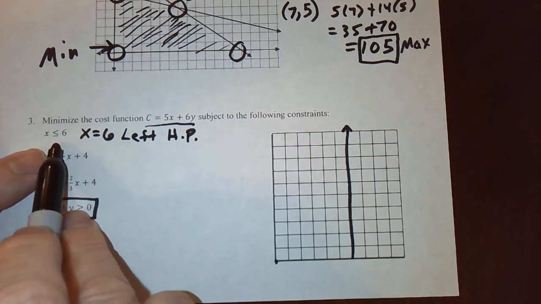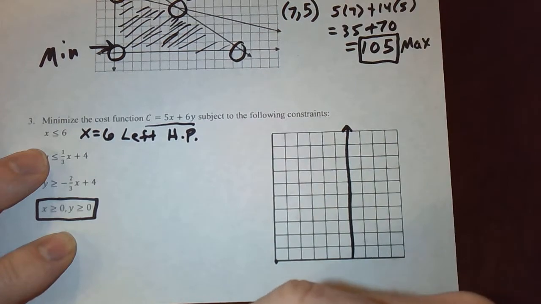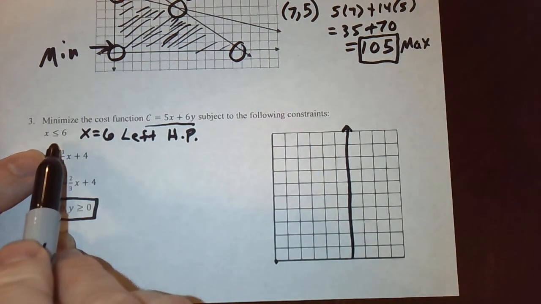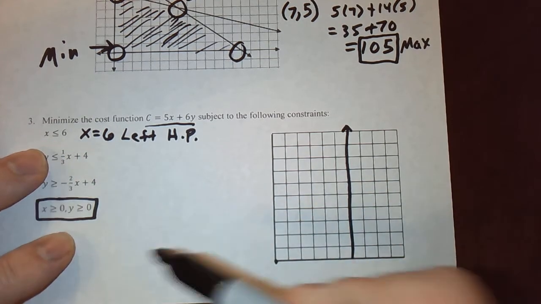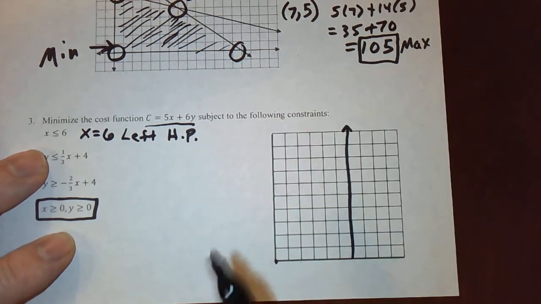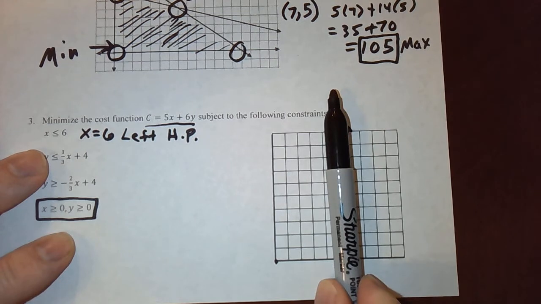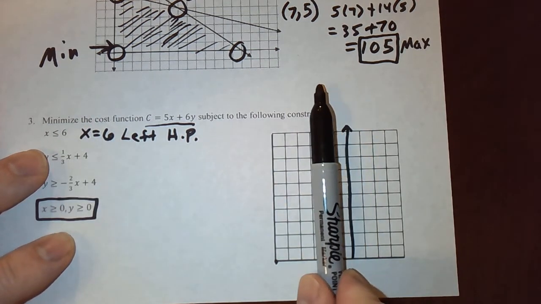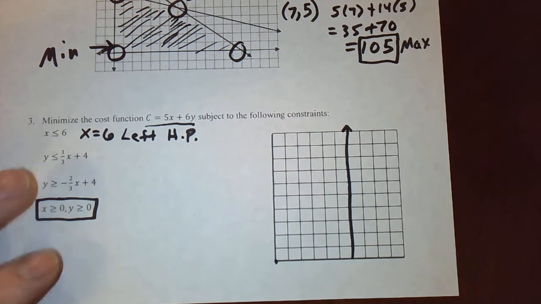Remember, when you have a vertical line, you don't have an upper half plane and a lower half plane. It's either left or right. And if x is less than or equal to 6, less than or equal means go to the left. So I'm not going to shade it yet, but the solution to just that one inequality would be shading everything to the left of that line.